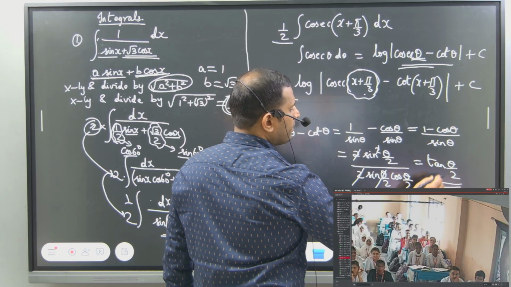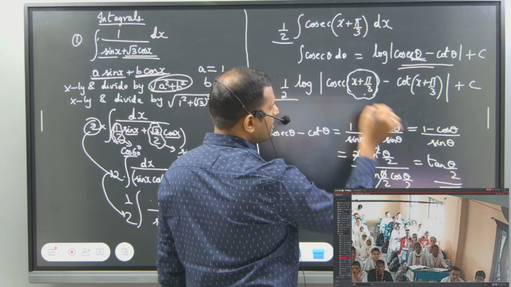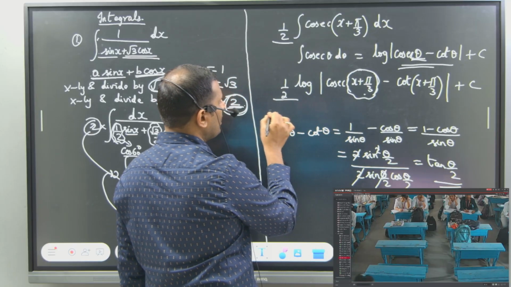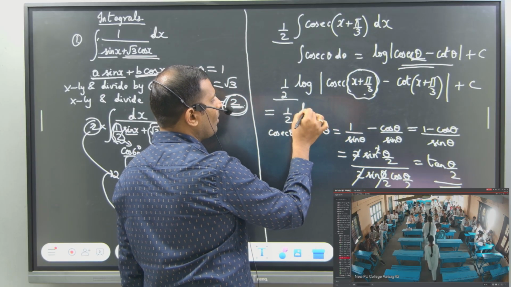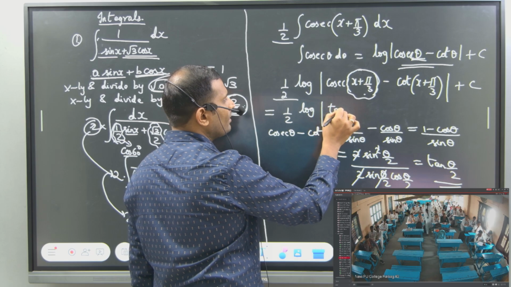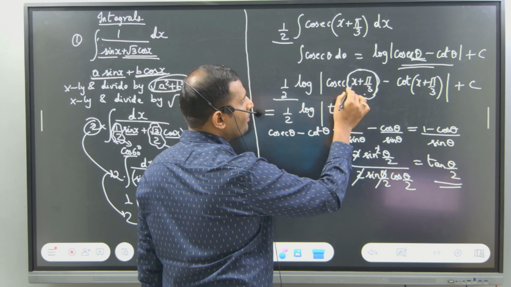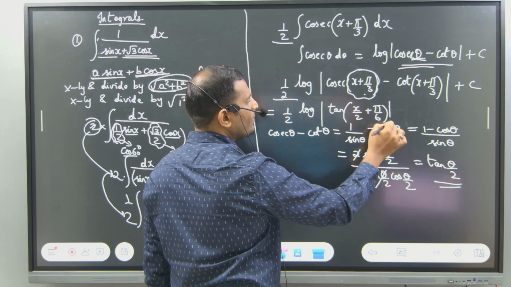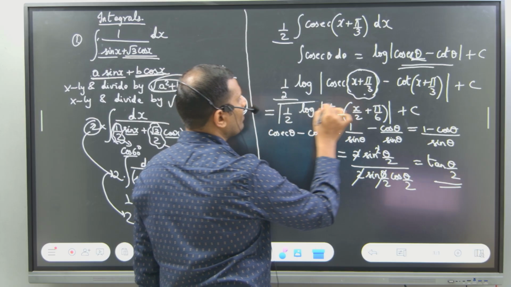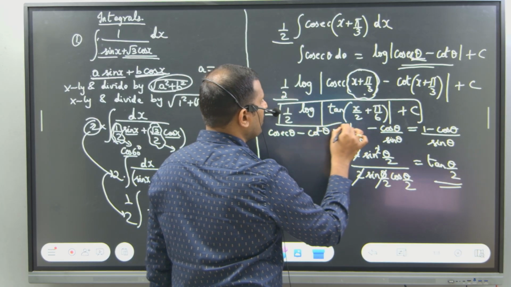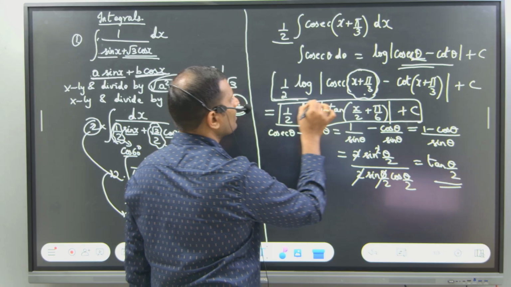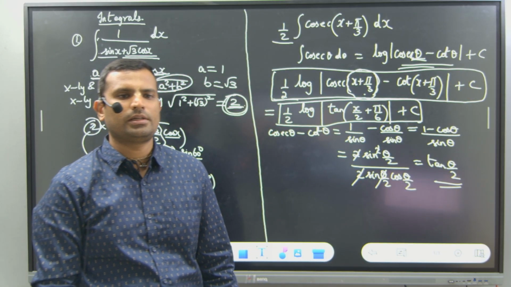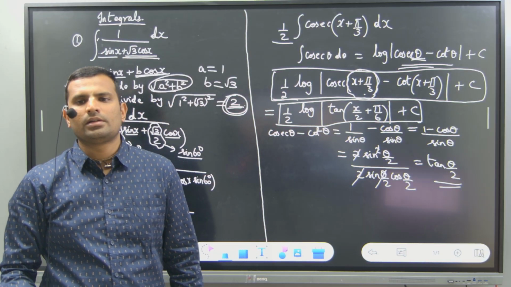So in the next step, instead of cosecant minus cot theta, I can also write this as half log tan theta by 2. So this is also an answer. Did you understand, students? You can either write like this or like this, based on the options you should decide. Yes or no, children?